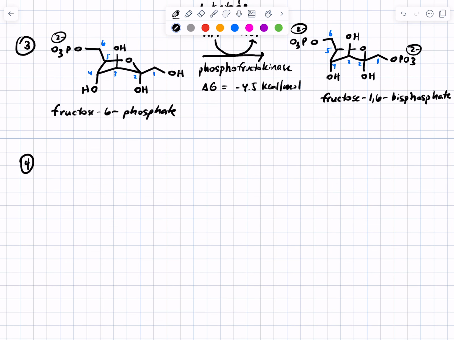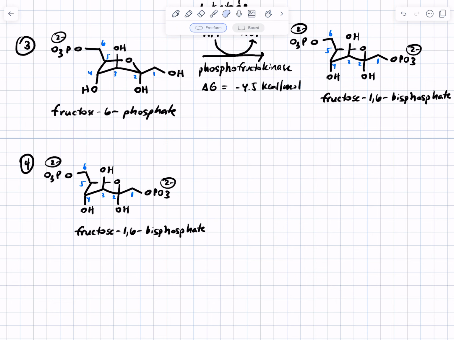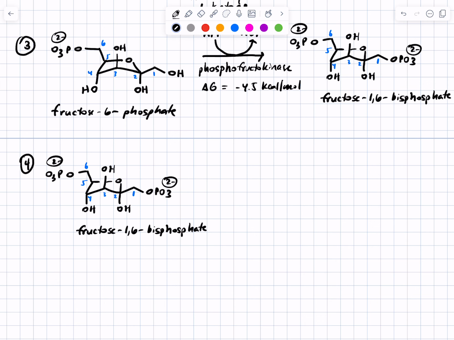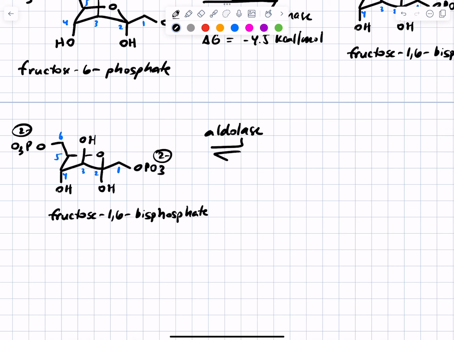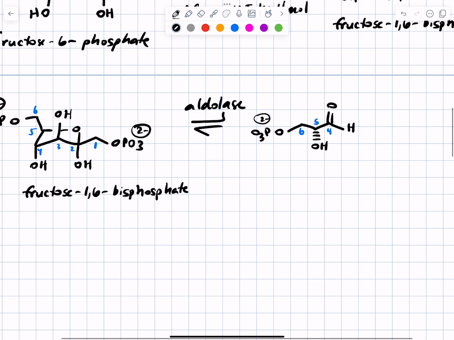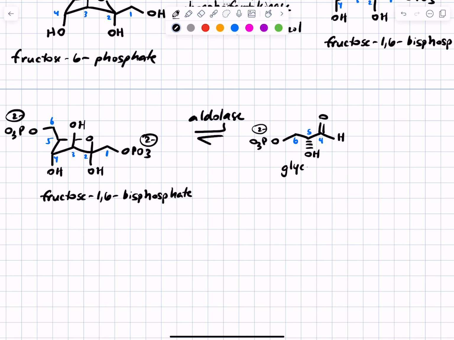This is a part we've been training you to recognize since almost the very beginning of this class. There's an enzyme called aldolase that's going to break the glucose molecule into two separate pieces. The first is an aldehyde, and this is going to correspond to carbons 4, 5, and 6 of fructose 1,6-bisphosphate. This molecule is called glyceraldehyde.